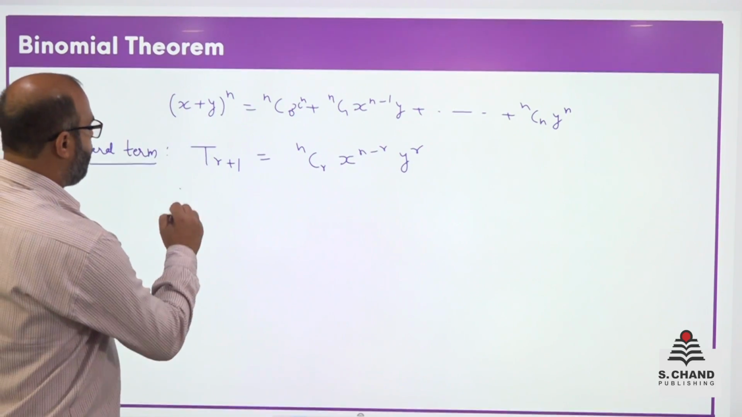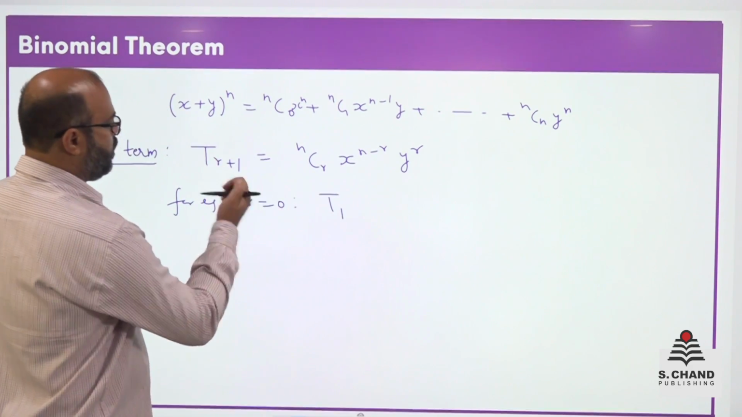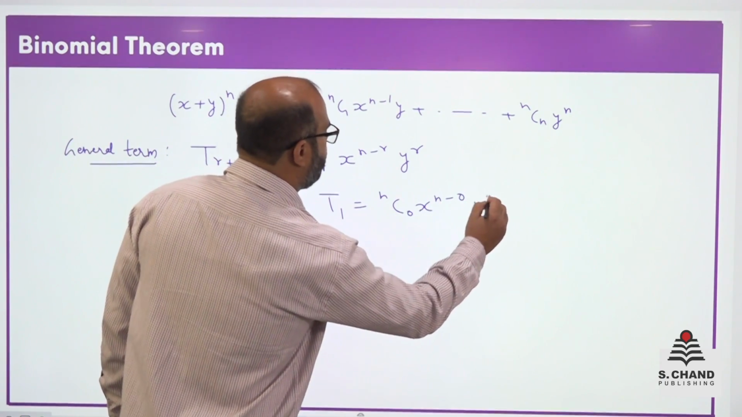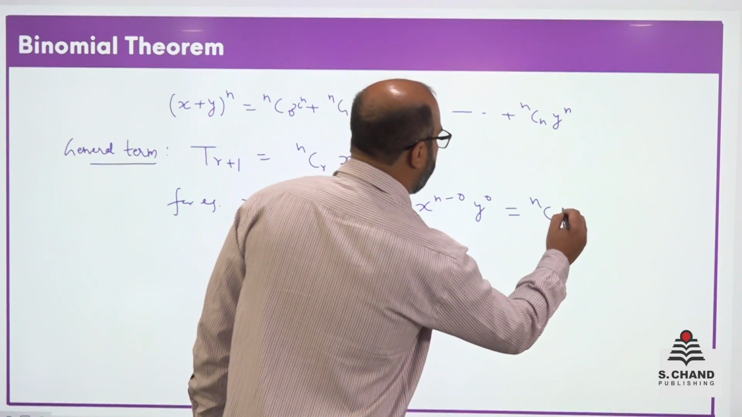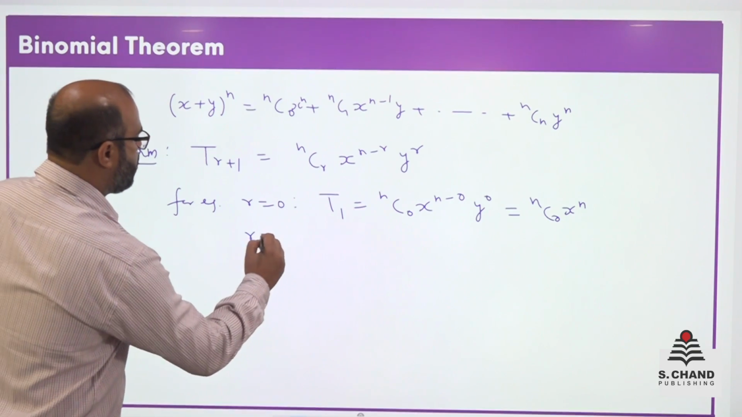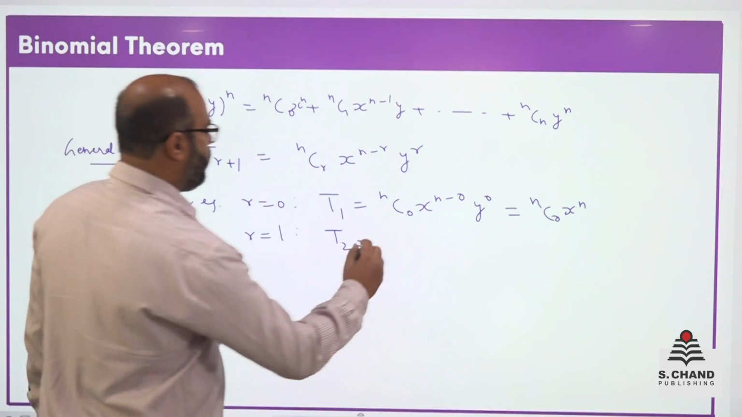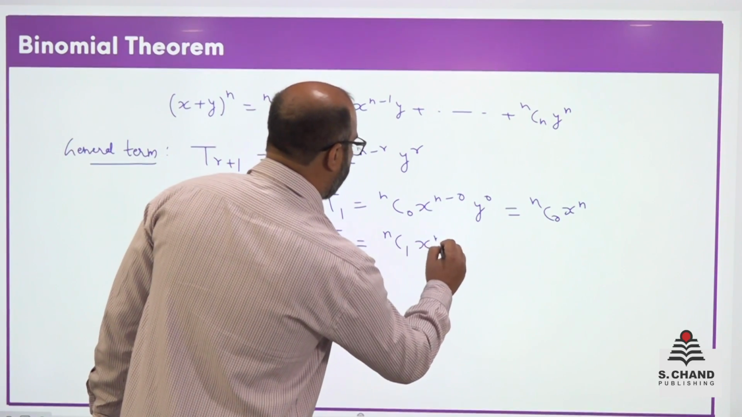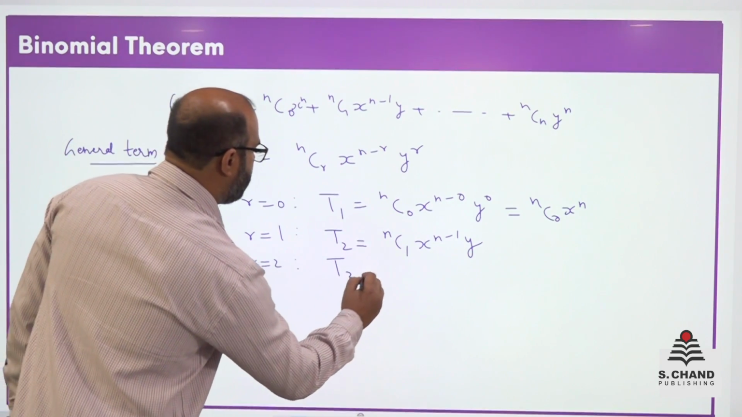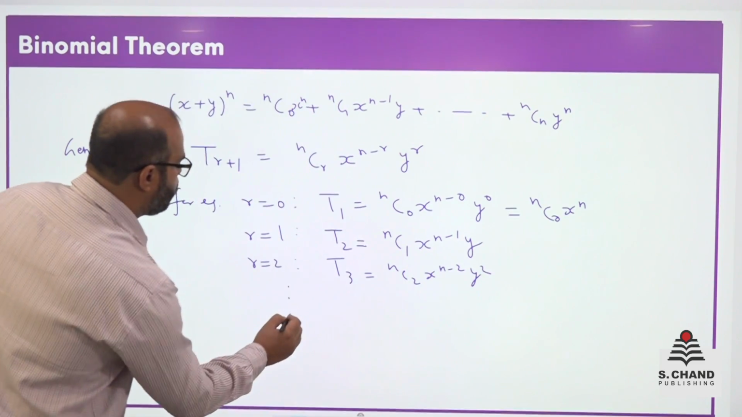For example, if you take r equal to 0, you will get the first term, which will be nC0 x^(n-0) y^0, which is nC0 x^n. As you can see, that is the first term here. For the second term, r is 1, so it will be nC1 x^(n-1) y. Similarly, r equal to 2 gives the third term, nC2 x^(n-2) y squared. And it keeps on going.